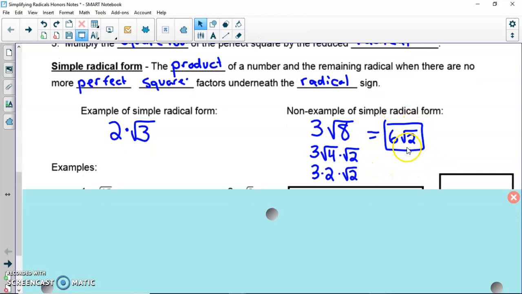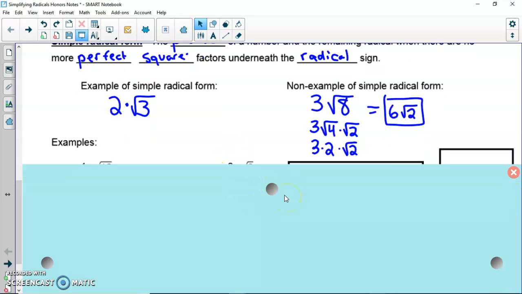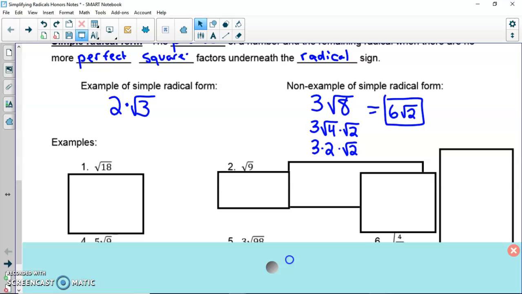So 6 root 2 is simple radical form, 3 root 8 is not. All right, so here are some other examples. And again, these examples are really following those steps above.